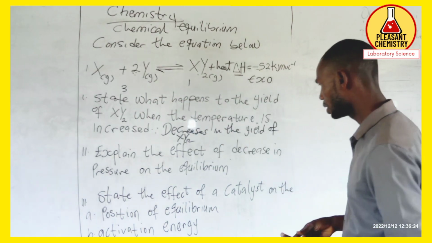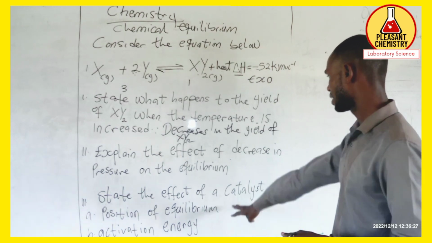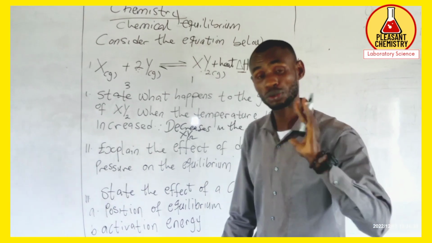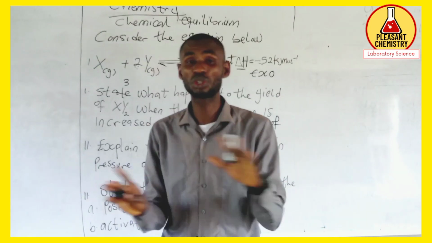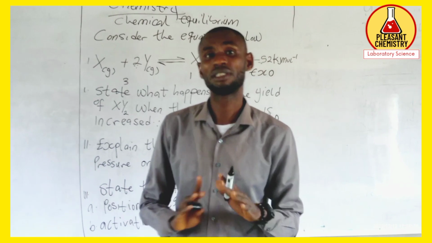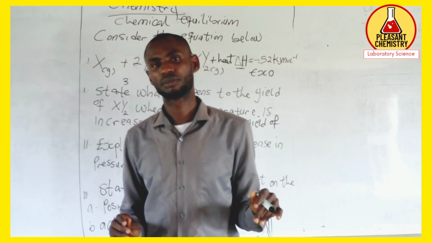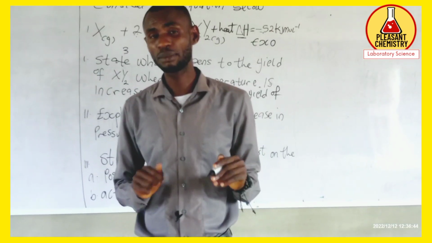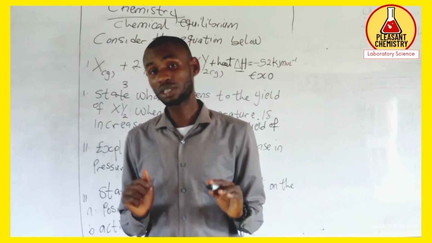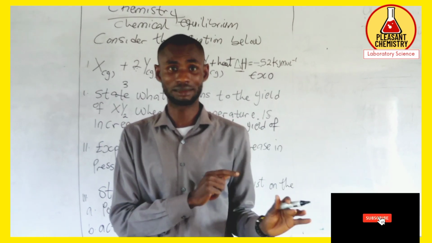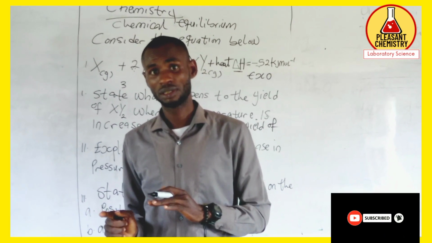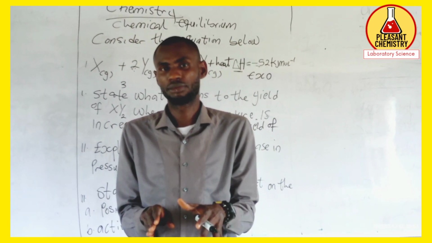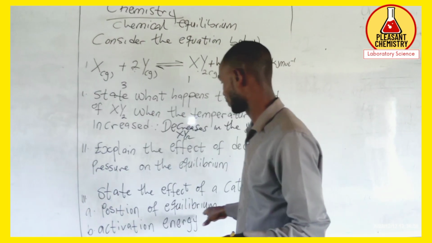The last question there: state the effect of catalyst on the position of an equilibrium. Catalyst does not have effect on the position of a system in equilibrium. What catalyst does is that it alters the rate of chemical reaction. Catalyst can speed up and catalyst can slow down. Do you get it now? So catalyst does not have effect on the system.